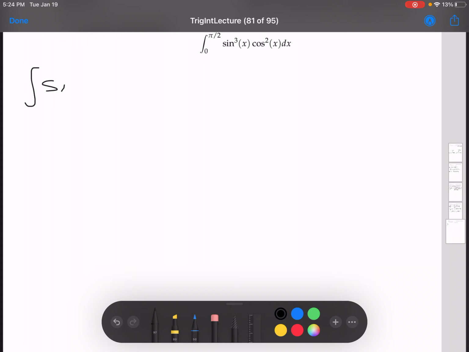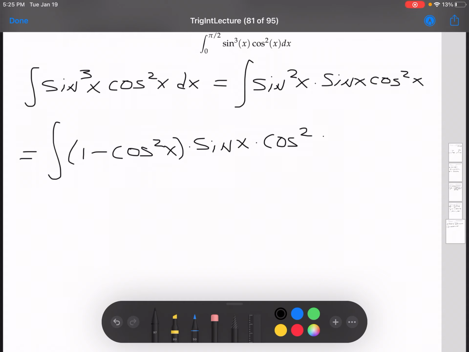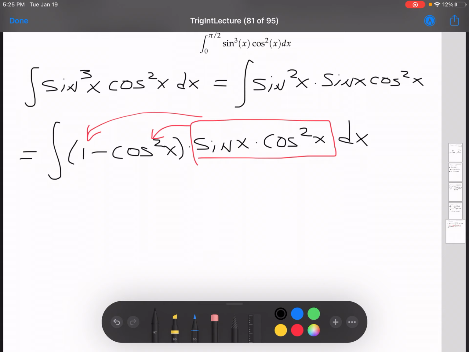So we'll have, the way to do this is to write this as sine squared x times sine x cosine squared x, and then use this identity that sine squared x is equal to 1 minus cosine squared x times, and now I'm going to distribute this whole thing through each of those pieces there.